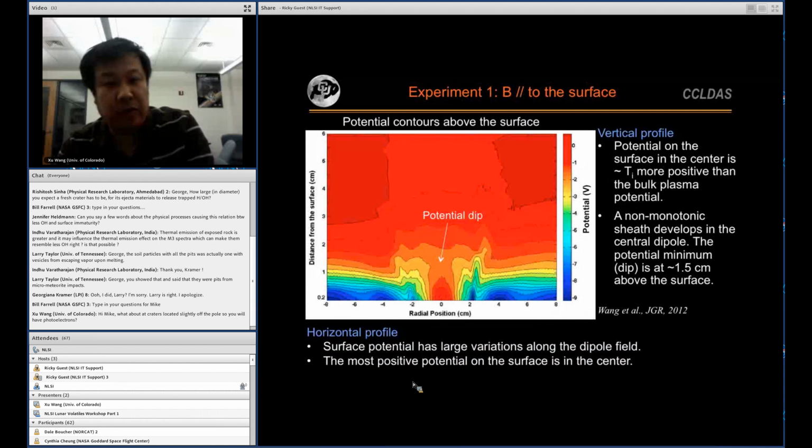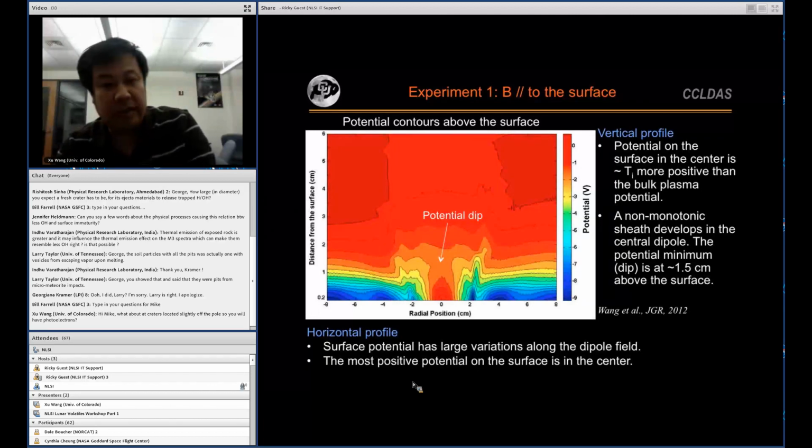So this is experiment 1. The B field is parallel to the surface. This is the potential contours measured above the surface along the dipole field, and it shows a complex potential distribution. So I break it up into two profiles, vertical and horizontal. In the horizontal, you can see on the surface there's a large potential variation. The blue is more negative, the red is more positive.